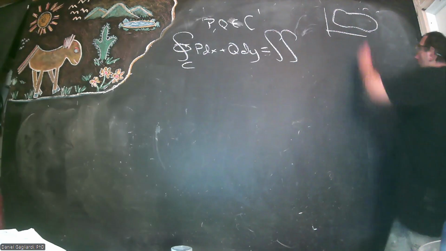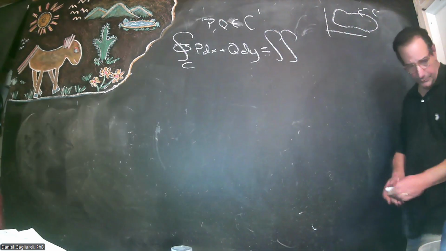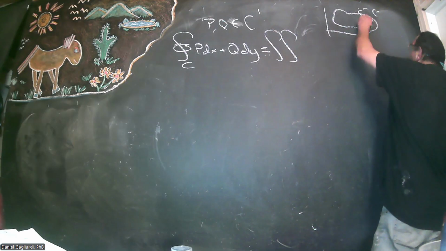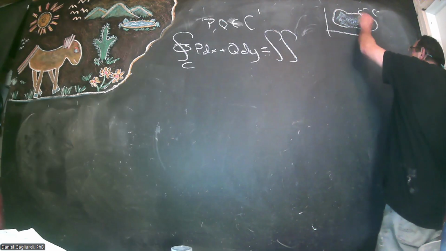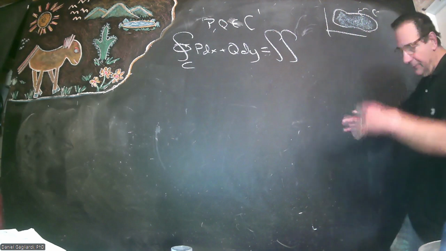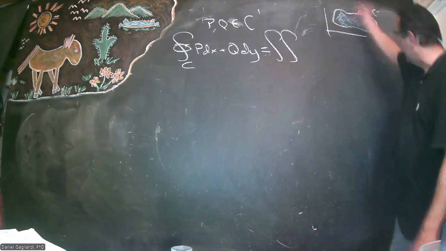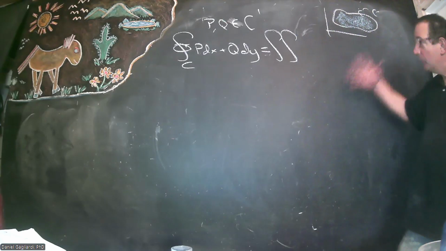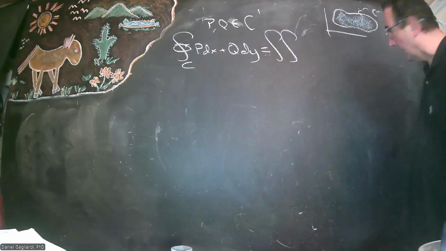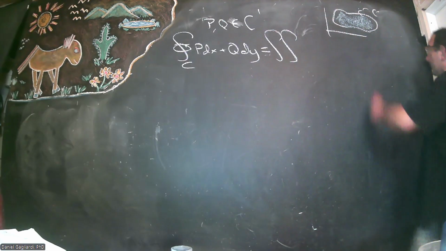C encloses, I said all the relevant stuff before, C encloses a domain here. Technically, the entirety of C has to be inside of the domain within which P and Q have continuous first order derivatives. Everything we do today is going to satisfy that, so don't worry about it.